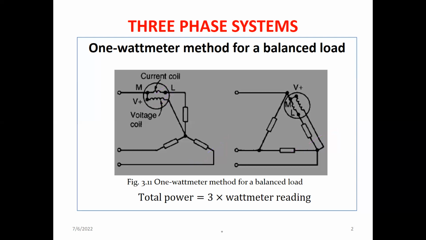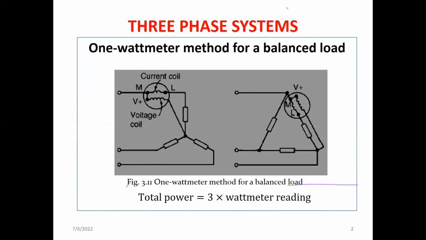To find the total power using the one-wattmeter method for a balanced load, the total power is given by 3 times the wattmeter reading. For example, if you had a wattmeter reading of 50 watts, the total power will be 3 multiplied by 50, which gives you 150 watts. That is how you calculate the total power in the one-wattmeter method.